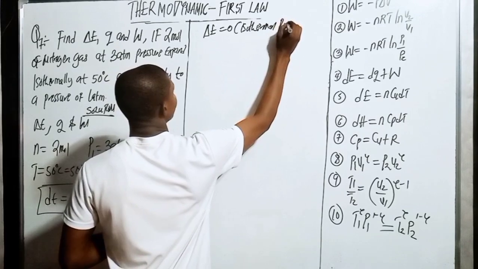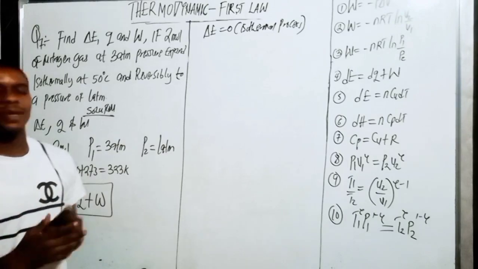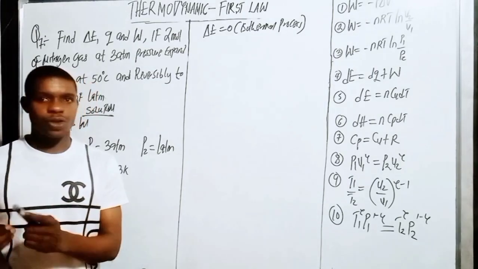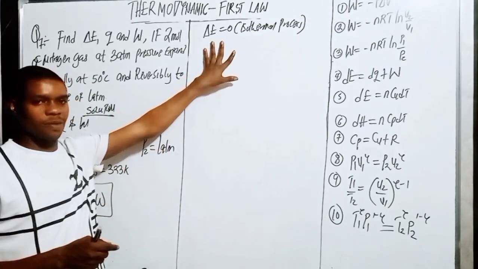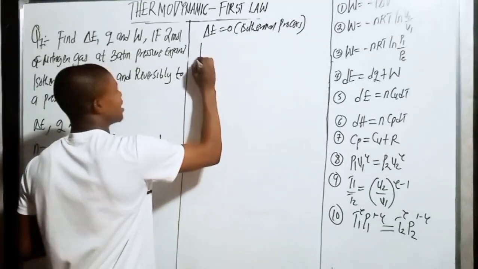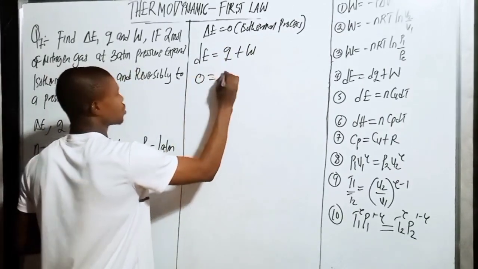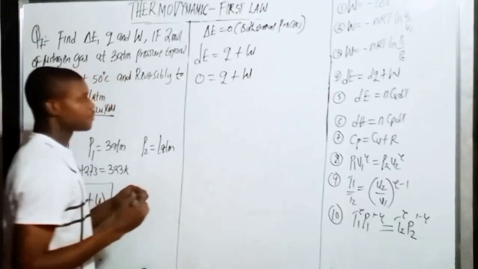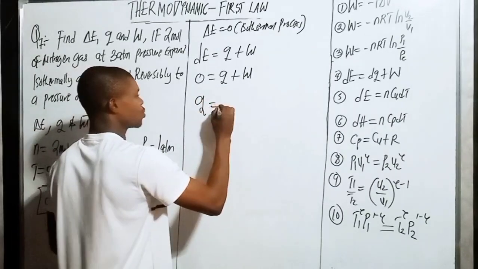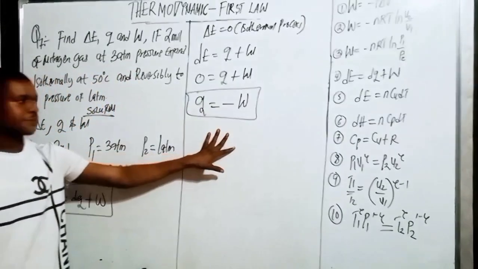So if you see this kind of process in the exam, where they ask you to calculate the change in internal energy in an isothermal process, at constant temperature there's no change in internal energy. So that is equal to 0. So if you apply this, delta E equals Q plus W, right? Here it is 0 equals Q plus W. Now let's make Q the subject of the formula. So Q is equal to minus W. This is what you want to understand here.